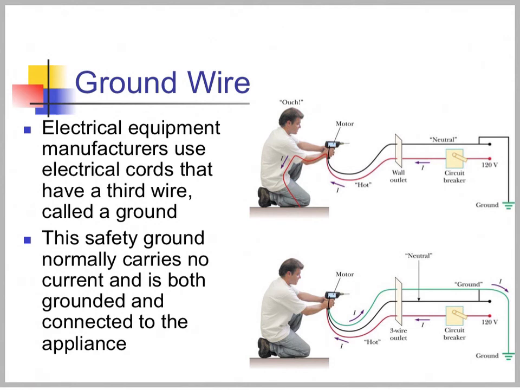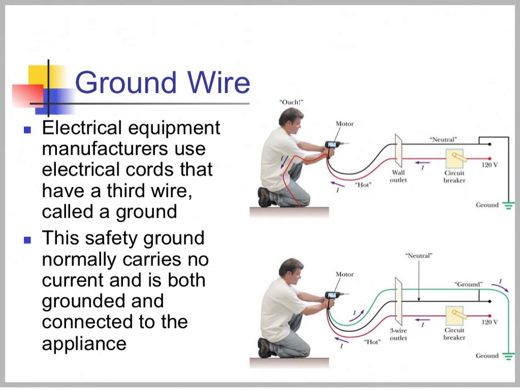Now, a lot of electrical devices have a ground wire, and it's really important that we remember to use devices that always have a ground wire in the lab. That third wire, often green if you look at it, is called the ground. The safety ground is there so that there's a path of very small resistance for the current to escape through if something happens.